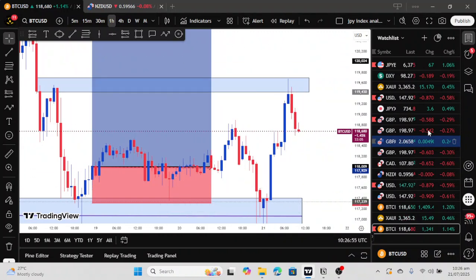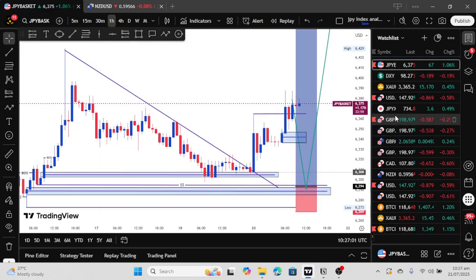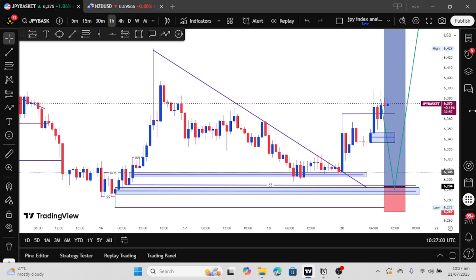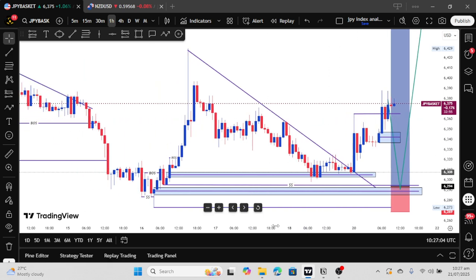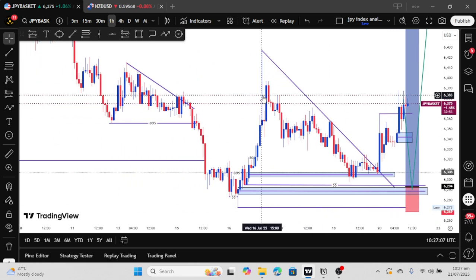Okay, so guys, let's go on GBPJPY. And before I go on GBPJPY, I would love to show you a simple strategy I use to always get my trend. So this is what I use to always get the direction of the market on either the GBP or the CAD or any of them I use.